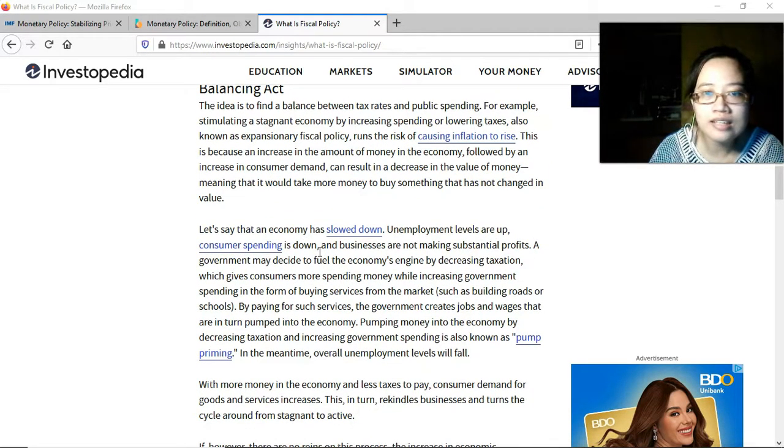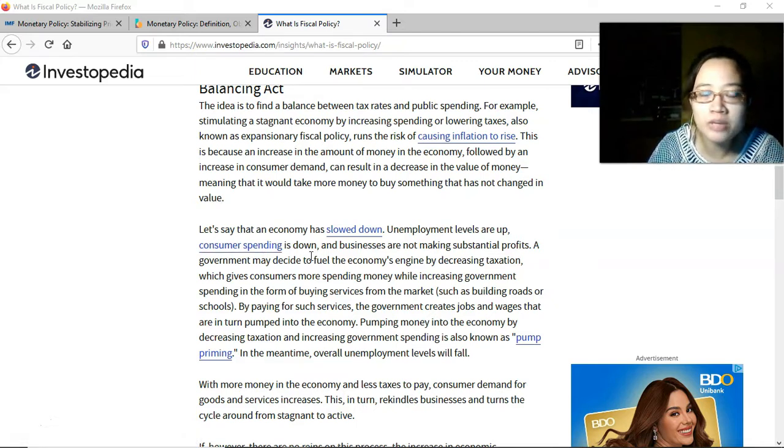Moving on, let's say that an economy has slowed down, so recession. Unemployment levels are up. This is the current situation here in the Philippines, right? We're in recession. Unemployment levels are up because there are many businesses that have stopped operations. There are also many businesses that have slowed down their operations. They're not operating at full capacity.